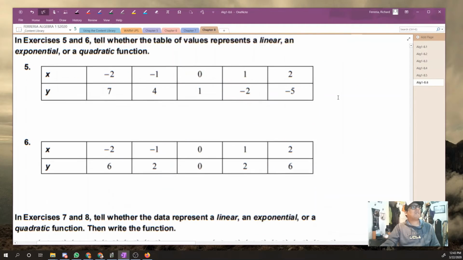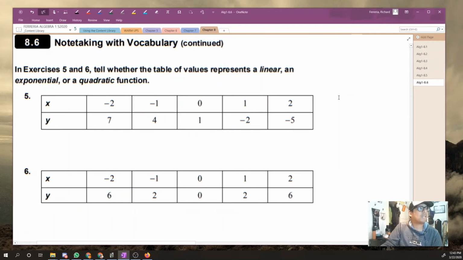Here we go. We can tell if these are linear, exponential, or quadratic. Let's take a look. First thing I want you to do is look at the differences between the y values. So for example, from 7 to 4, that is minus 3. From 4 to 1, that's minus 3. From 1 to negative 2, minus 3. So it's the same difference.